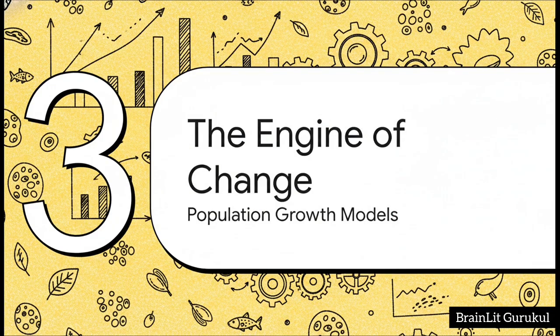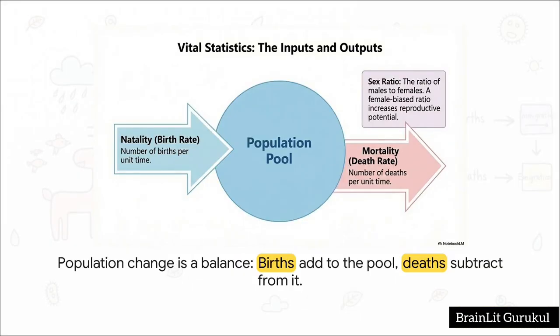Okay, so we've got the structure down. But now for the really exciting part. How do these populations actually change over time? This gets us into the real engine of it all, the boom and bust cycles of growth. You know, when you boil it all down, it's just simple math. You've got additions and you've got subtractions. Births, or natality if you want to get technical, add individuals to the pile. Deaths, or mortality, take them away. That's it. The entire game of population dynamics is just the balance between those 2 forces.